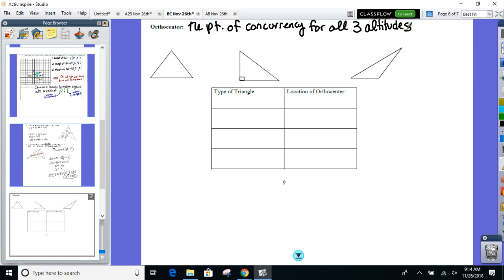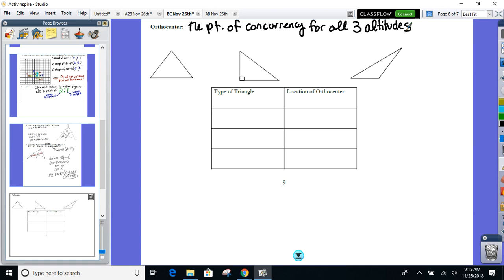And the reason I don't spend much time with it is because there's not a special fact associated with it. It's not equidistant from the vertices or the sides. It doesn't break it up into a ratio of 2 to 1. It's just there. All right, I do need you to know how it's found by the 3 altitudes, and this is how we're going to finish class today: where is it located depending on the type of triangle I have.